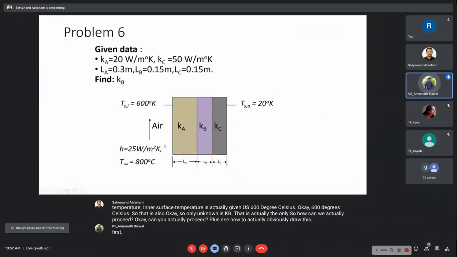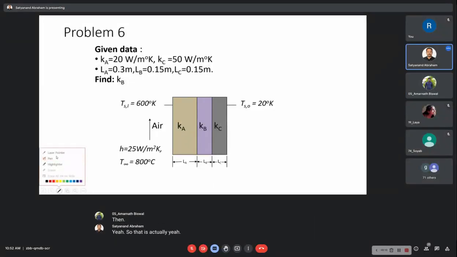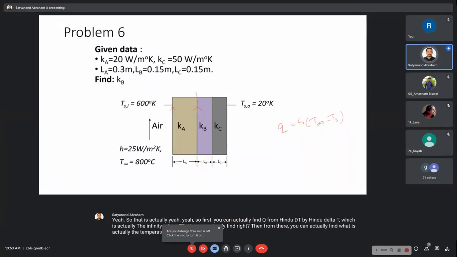Sir, first we need to find the Q for convection. All the data have been given for convection. Yes. So first we can find Q from h into delta T, which is h into T infinity minus Ts. You can find that, right? Then from there we can find the temperature at this point, say T1 and T2.